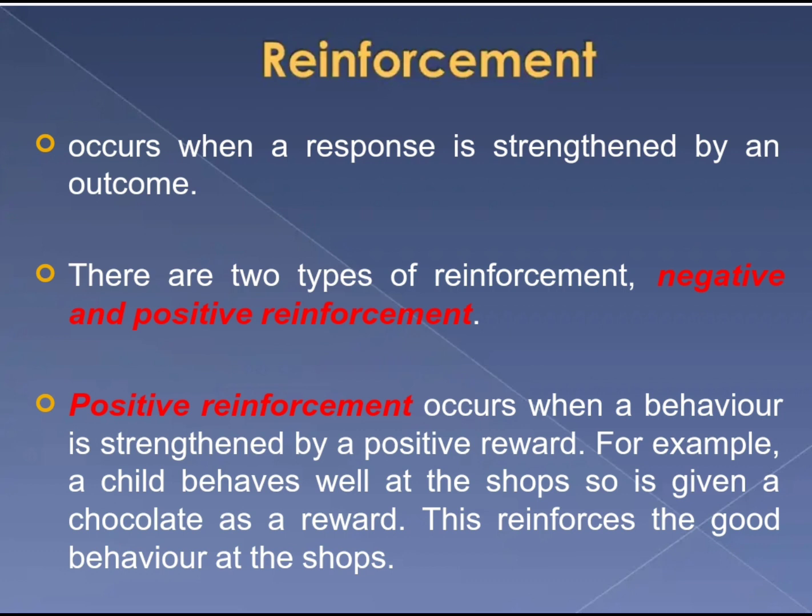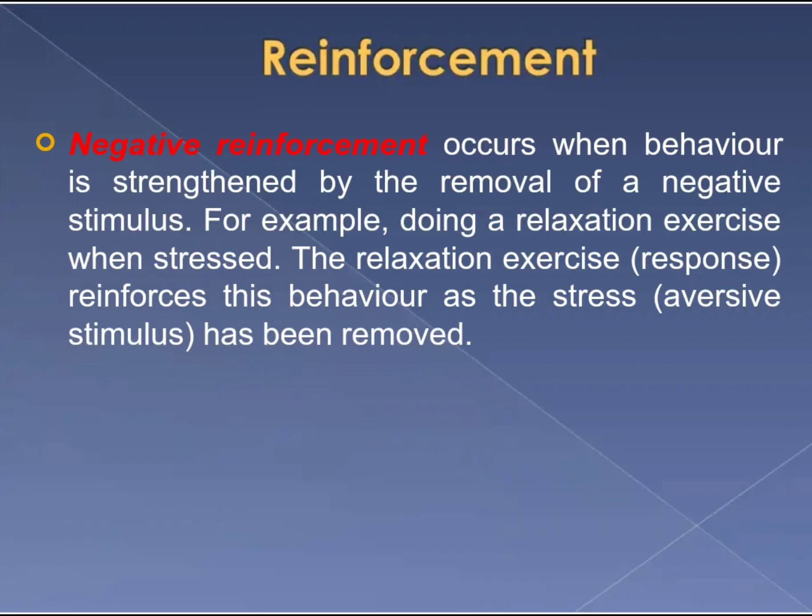Reinforcement occurs when a response is strengthened by an outcome. There are two types of reinforcement, the negative and the positive reinforcement. Positive reinforcement occurs when a behavior is strengthened by a positive reward. For example, a child behaves well at the shop so is given a chocolate as a reward. This reinforces the good behavior at the shop.